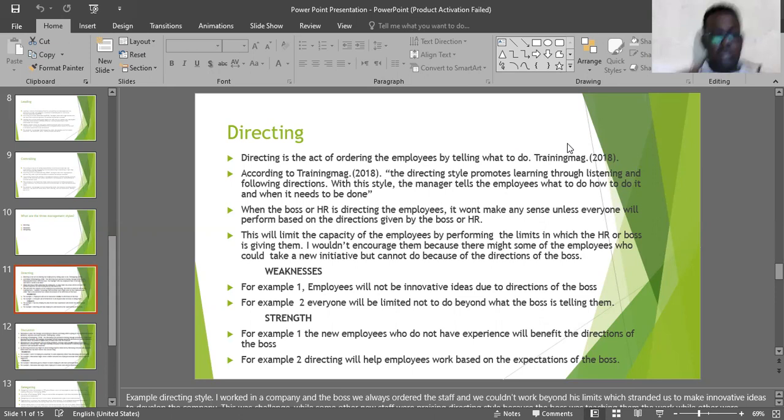The second one is everyone will be limited and not do beyond what the boss is telling them. And the two strengths are: the first one, employees who do not have experience will benefit from the direction of the boss. And the second one is directing will help employees based on the expectations of the boss.